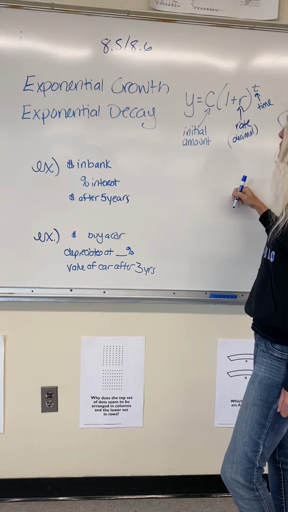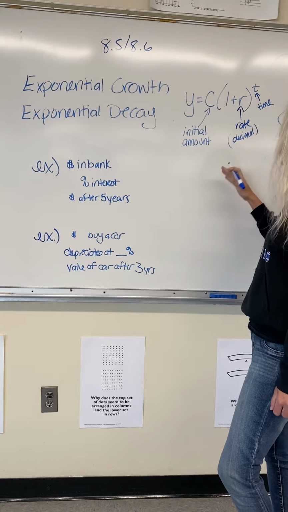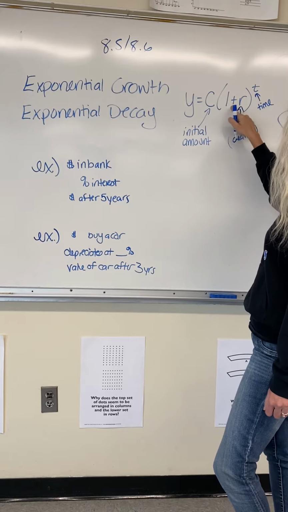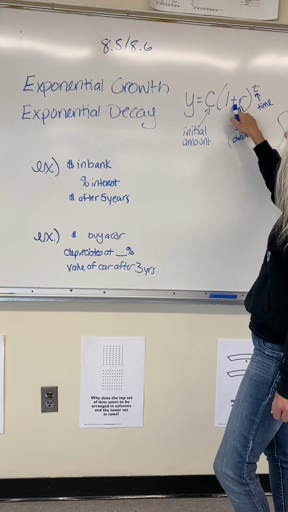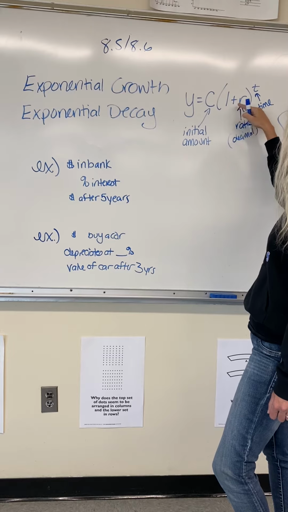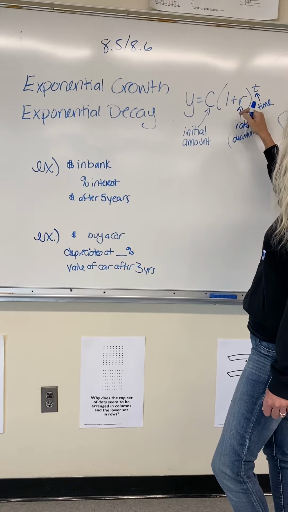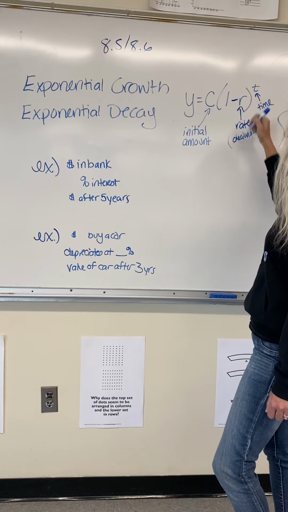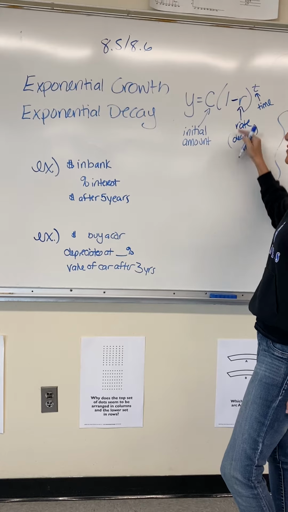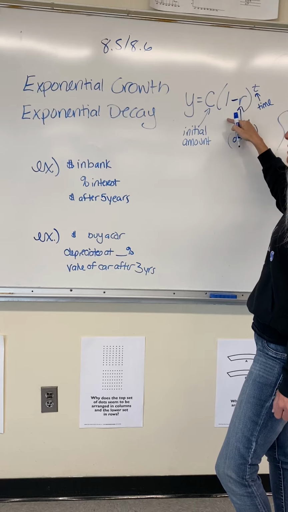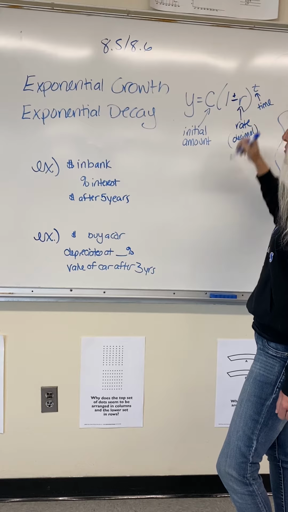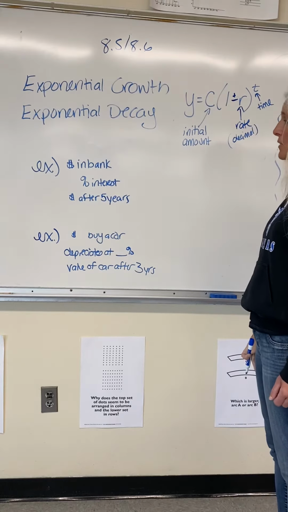Now, if we have exponential growth, so it's going up, then this is going to be 1 plus r here, and so this number overall will be bigger than 1. If it's exponential decay, then we change that and it'll be 1 minus r, so the number in here will be less than 1. I'm just going to say plus or minus for right now, depending on what scenario we've got.